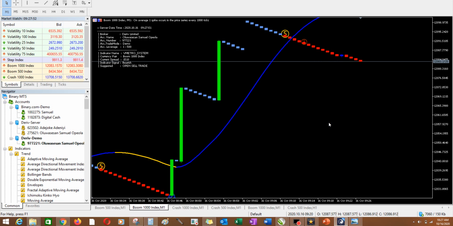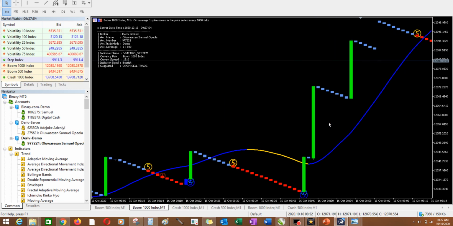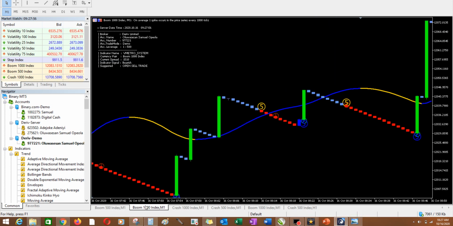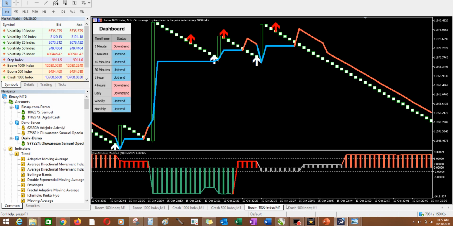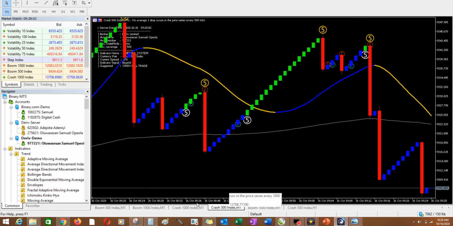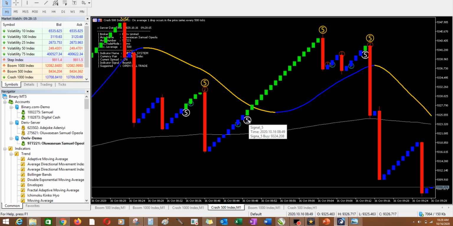Then there's another thing I need you to know. It usually comes out with buy and sell signals. We have the buy and sell signal in circled 5. You can see the circled 5. The sell signal is always in yellow, while the buy signal is always in white or blue.